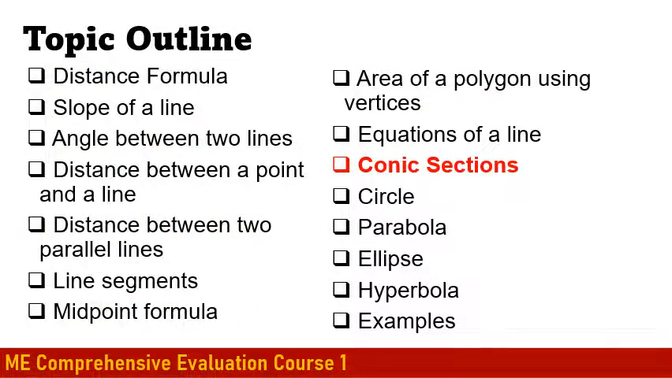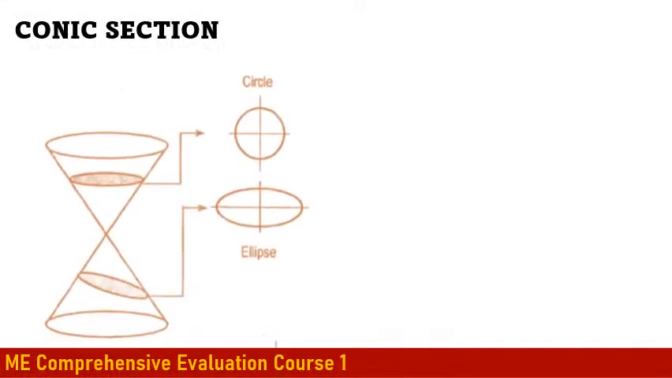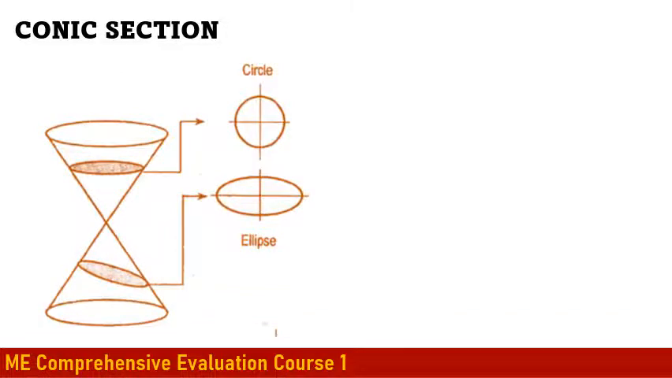Now that we are already familiar with lines, we can move forward to the conic section. Take note that all of the remaining topics, circle, parabola, ellipse, and hyperbola, belong to the conic section. As you can see in this figure, the conic section is actually formed from these cones. That's why they are called conic sections.